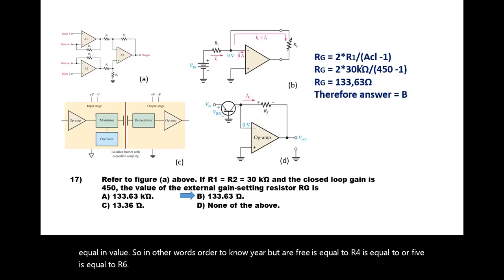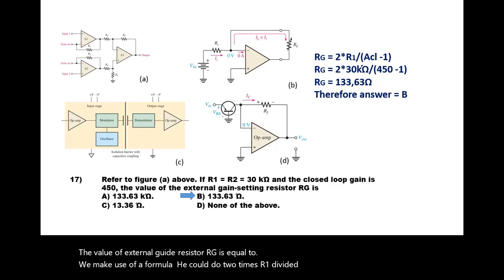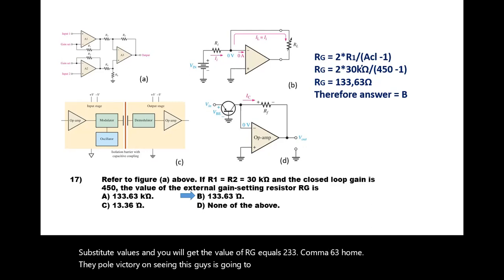Question 17. If you refer to figure A above, and we see R1 is R2 is equal to 30 kilo ohm, and the closed loop gain is 450. The value of external gain resistor RG, we make use of a formula: RG is equal to 2 times R1 divided by (A closed loop minus 1). Substitute those values and you will get a value of RG equal to 133.63 ohm. Therefore, the correct answer in this case is going to be number B.